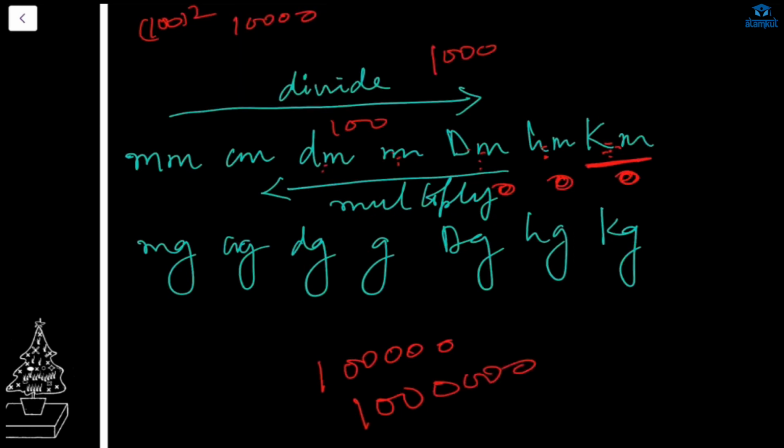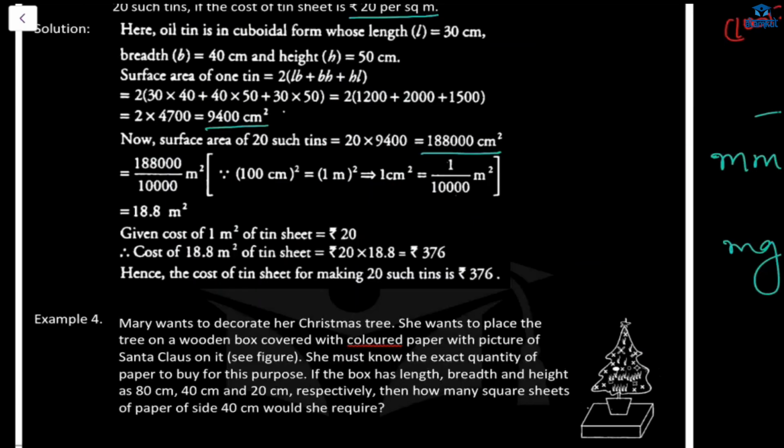Any doubt in this? So we have converted the value here. Okay, and after converting we got 18.8 meter square. We know the price per meter square of the sheet. Okay, so we are just going to multiply and we will get the cost of making 20 such tins. Okay, any doubt in this?